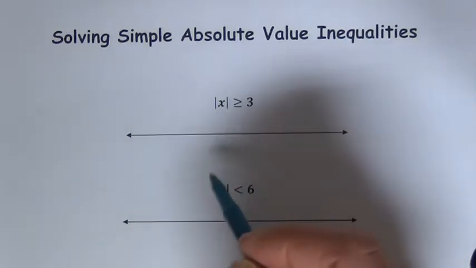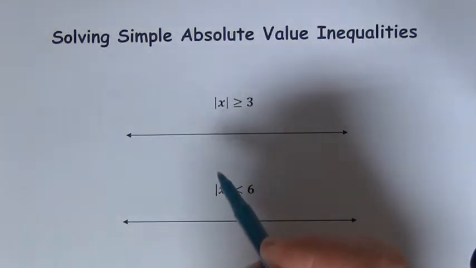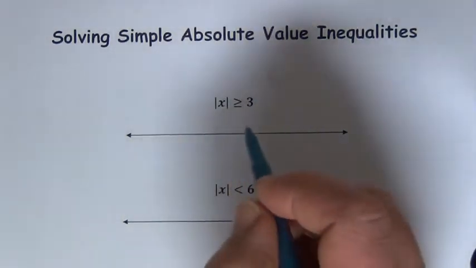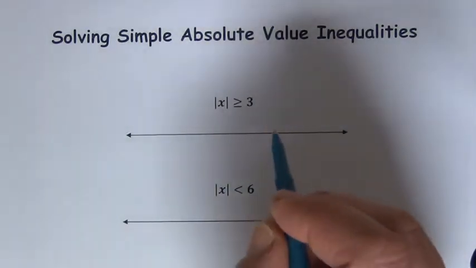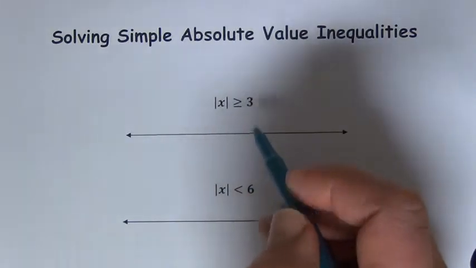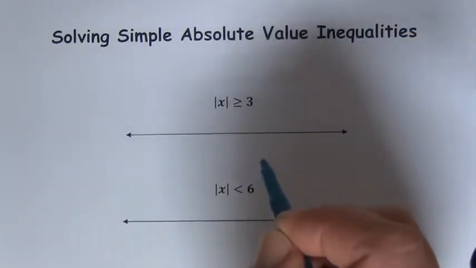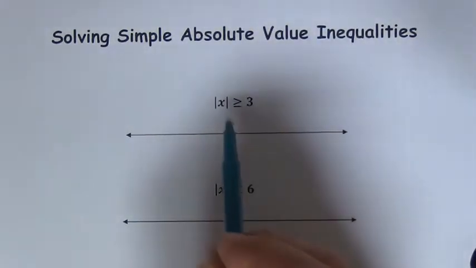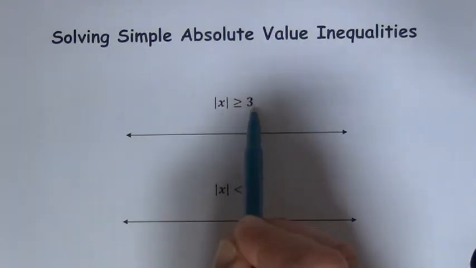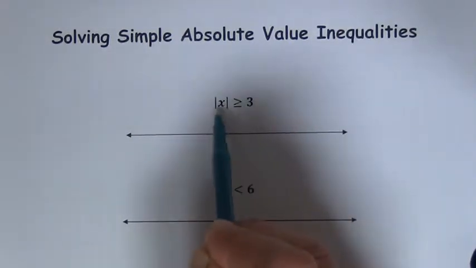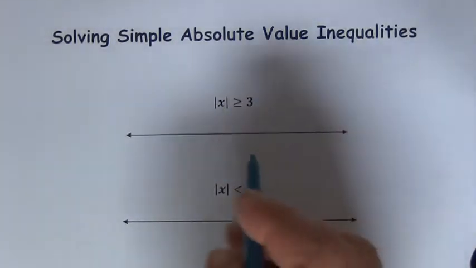Well, in order to think about how to come up with solutions to this inequality, we need to think back to what the definition of absolute value was. Remember, absolute value talked about the distance away from 0 on our number line. So in this case, it is literally saying that the distance away from 0 on my number line is greater than or equal to 3.